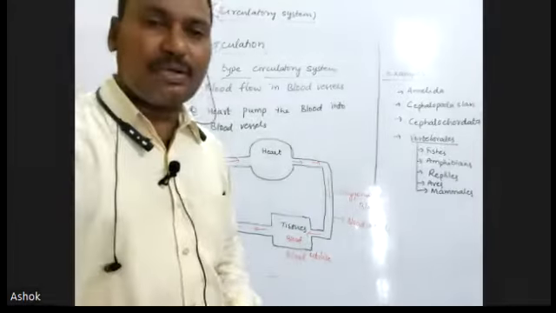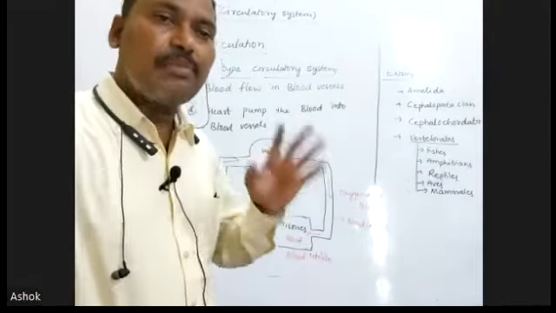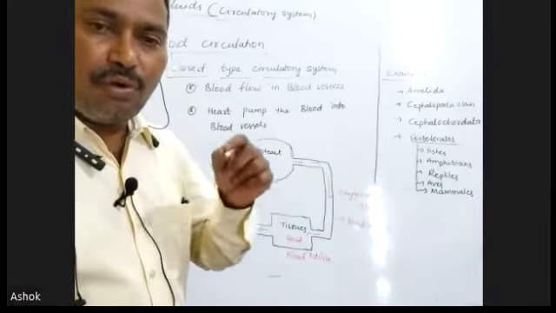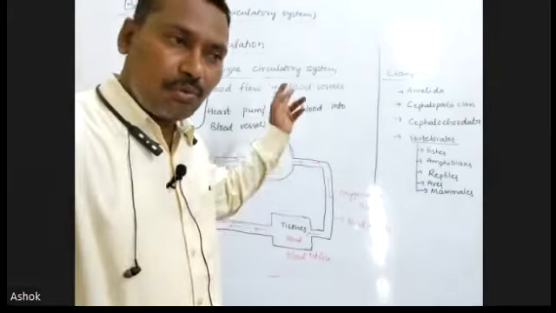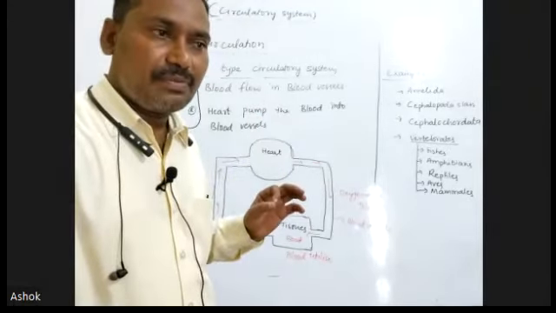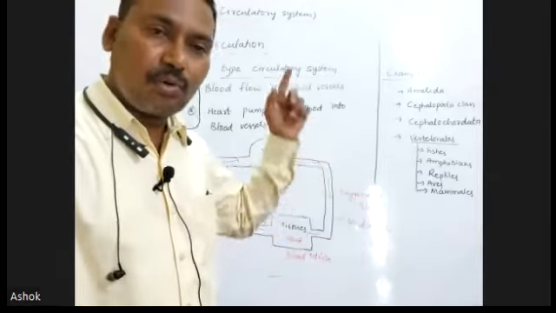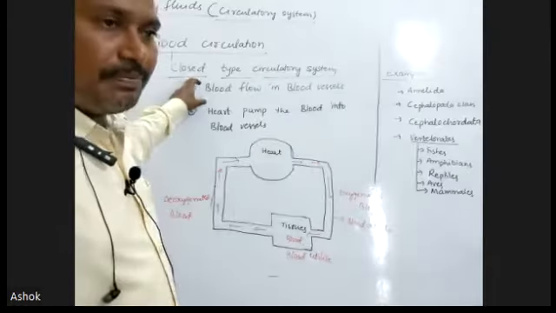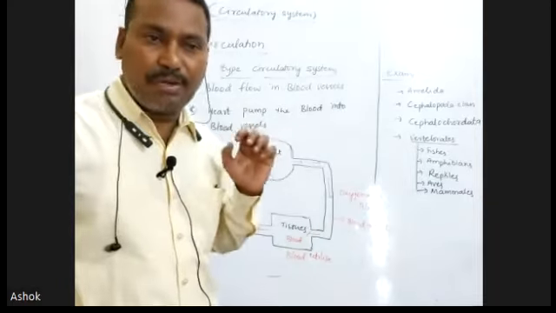Only one thing you have to remember, Nana. In the closed type circulatory system, the blood flows in blood vessels. In the open type circulatory system, the blood flows in the sinuses of the body. There are no blood vessels in the open type; the blood flows in the body cavity only. But in the closed type circulatory system, the blood flows in blood vessels.